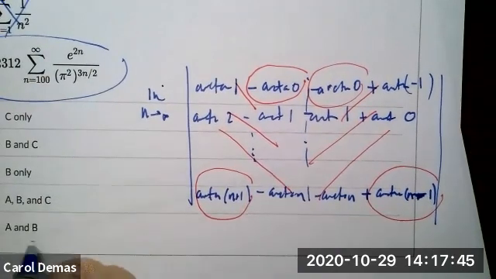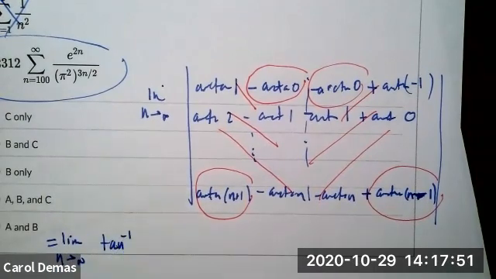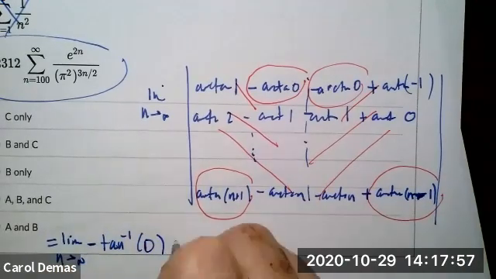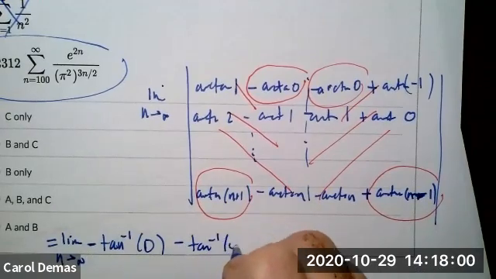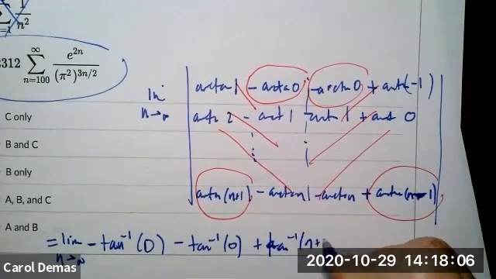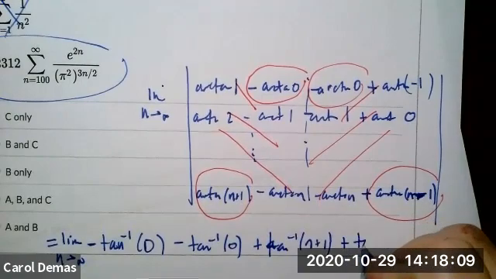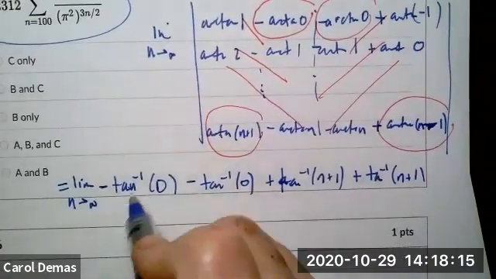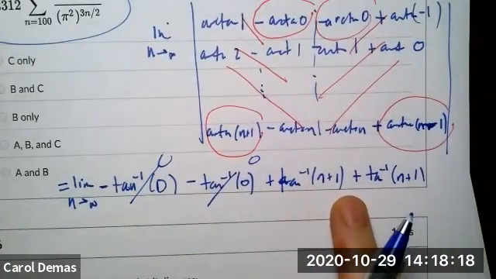Okay, so we're looking at the arctan of 1. What's left? Arctan of 0 with a negative sign in front of it, minus the arctan of 0, plus the arctan of n plus 1, plus the arctangent of n plus 1. Okay, these are both 0. So what are these going to give you? Remember the arctangent of infinity? Pi over 2. Pi over 2, right.